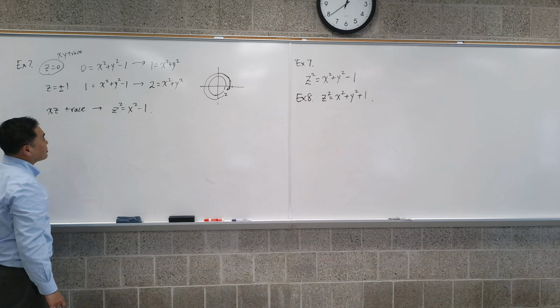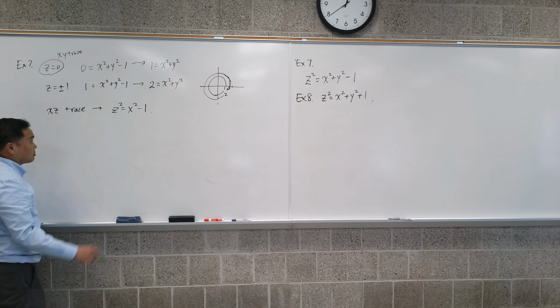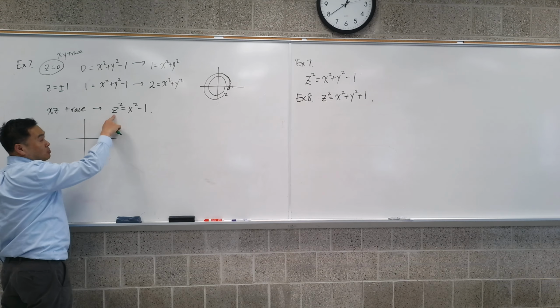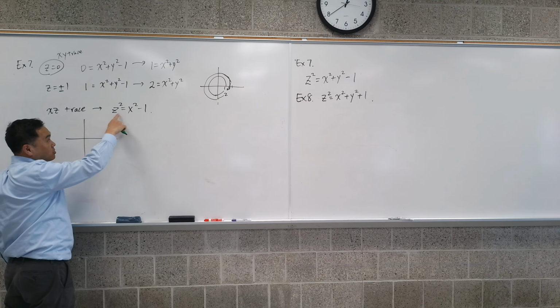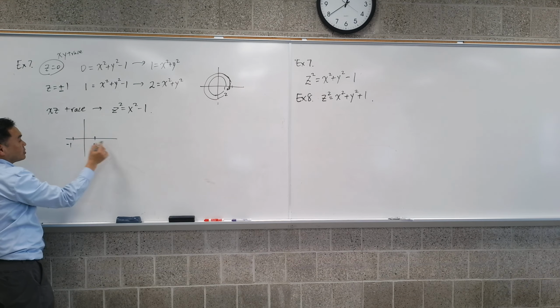So does this have an x-intercept? What's the x-intercept? To get the x-intercept, you'd set the other one to 0, right? So if you set z at 0, you get x squared equals 1. So you have 1 and negative 1, right?